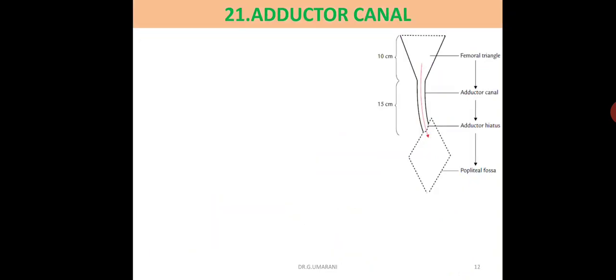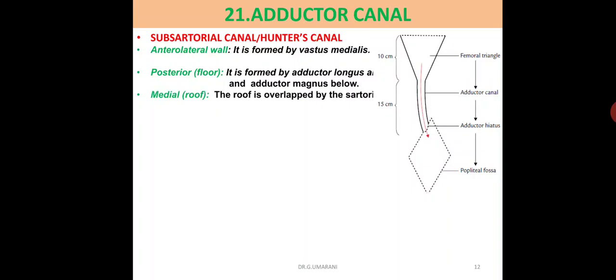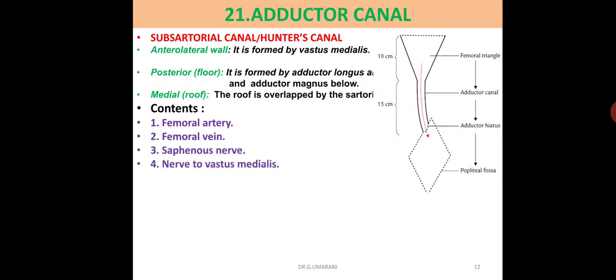Next is the adductor canal, also known as subsartorial canal or Hunter's canal. Anterolaterally, it is formed by the vastus medialis. The floor is formed by the adductor longus and adductor magnus. The roof is formed by the sartorius. And the contents of this canal are femoral artery, femoral vein, saphenous nerve, and nerve to vastus medialis.